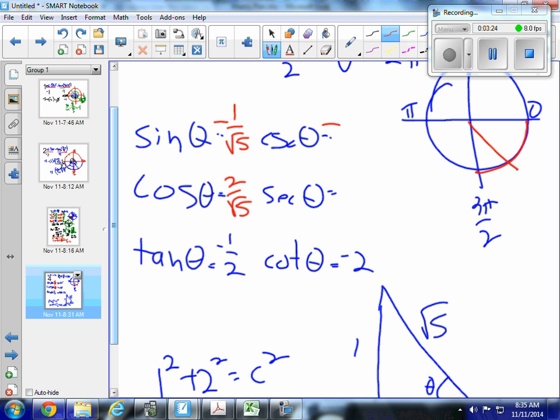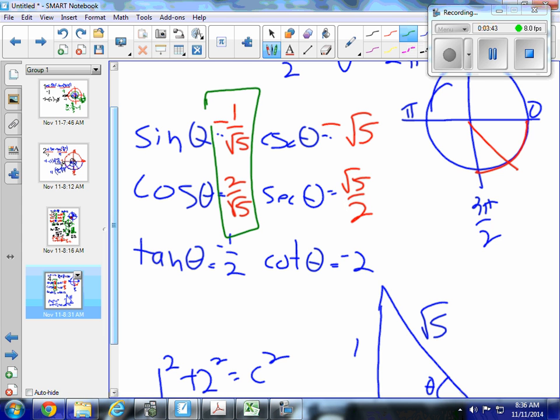And that means cosecant is going to be the reciprocal of that. Right? So cosecant is going to be negative radical 5. And secant is going to be positive radical 5 over 2. And the only thing that's left to do is to take these two values right here and rationalize them. Get the radical sign out of the denominator. I don't think anybody messed that up. I think everybody did fine with that.